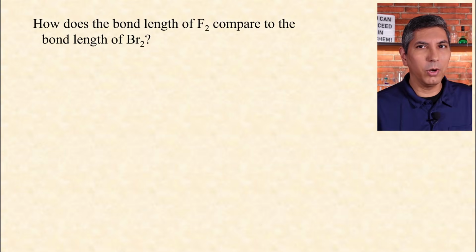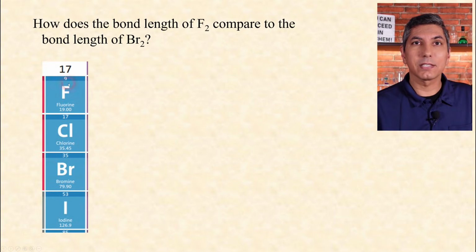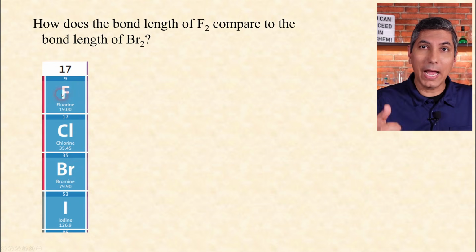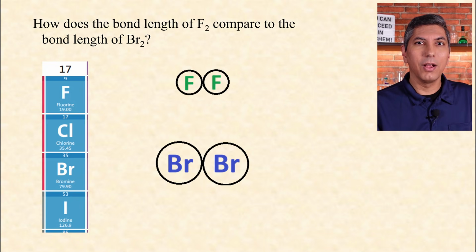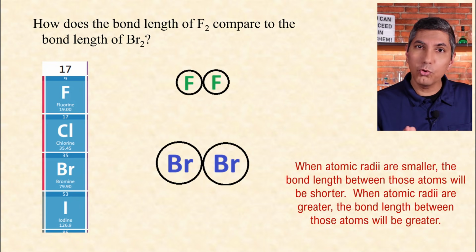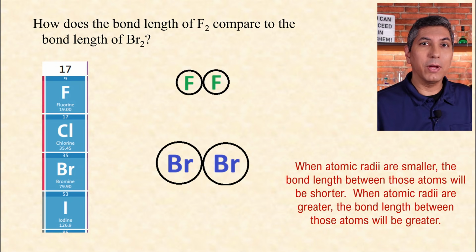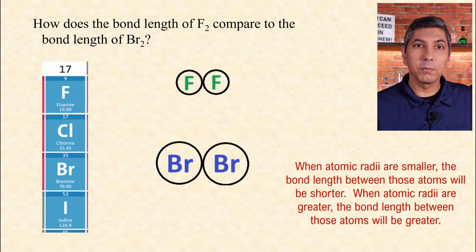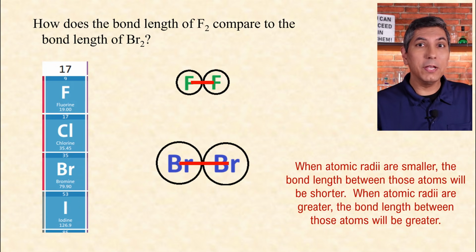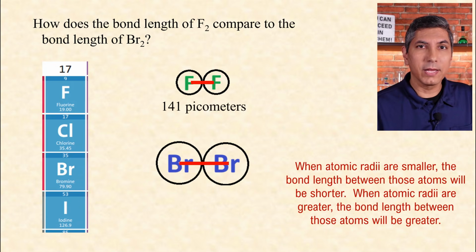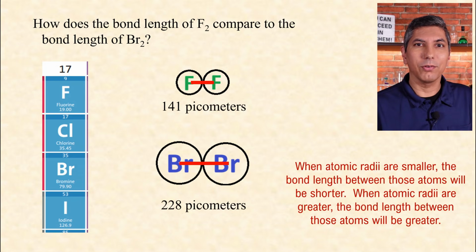Remember that back in Unit 1, we learned that fluorine has a smaller atomic radius than bromine, as predicted by seeing that fluorine is higher up on the periodic table and has fewer electron shells. Since the atomic radii of the atoms are smaller, the bond length between the atoms will be shorter. So when atomic radii are greater, the bond length between the two atoms will be greater. So the fluorine molecule has a shorter bond length than the bromine molecule. And this is confirmed by the numerical bond lengths that we can find for these two molecules.